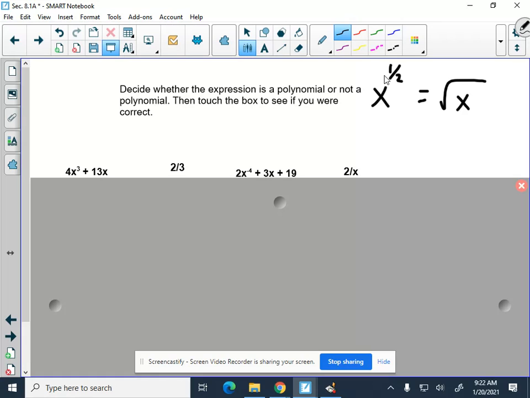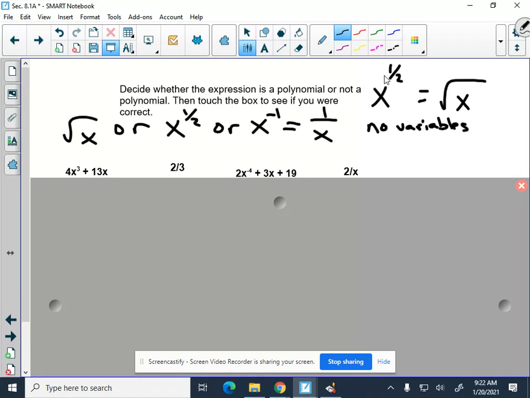Anytime you see a square root, you can make a little note right before we do these. If I see a square root of a variable, or I see it to a power that is 1/2, or there's one more rule: if it's to the negative, remember what the negative does, it moves it to the bottom. You can have no variables in the denominator.